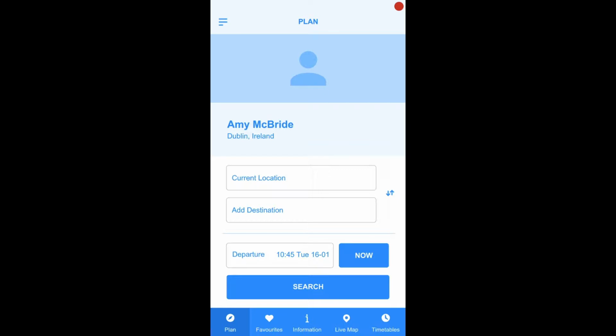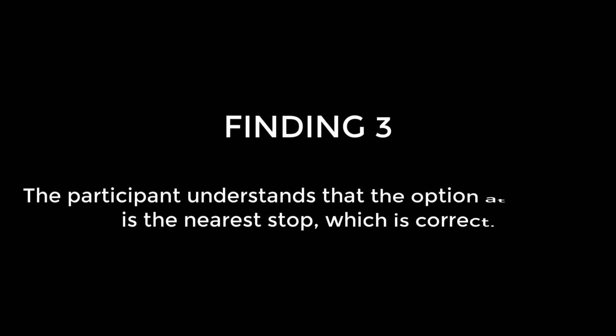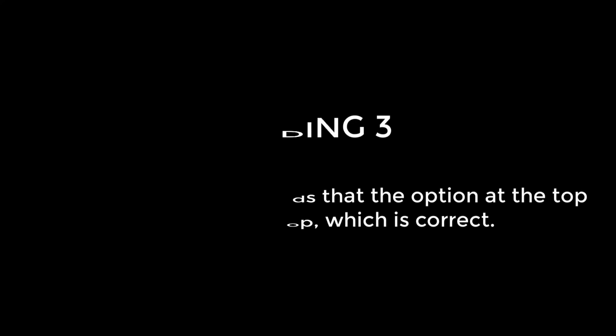The live map would be a map of the city with all the different buses plotted out on it, where they actually are in real time. And then timetable would be, I suppose, the scheduled times. The participant understands that the option at the top is the nearest stop, which is correct.